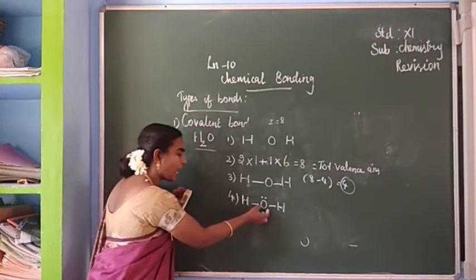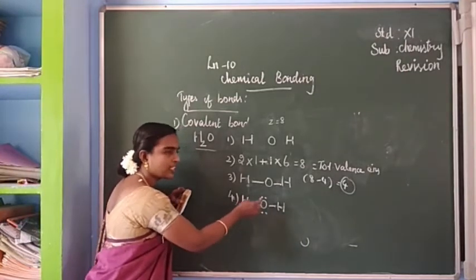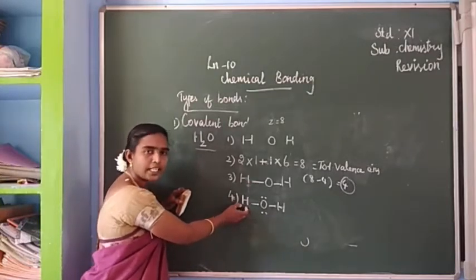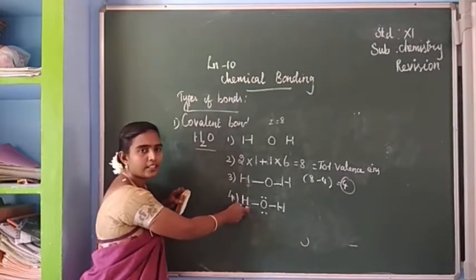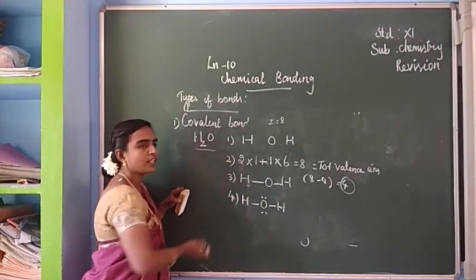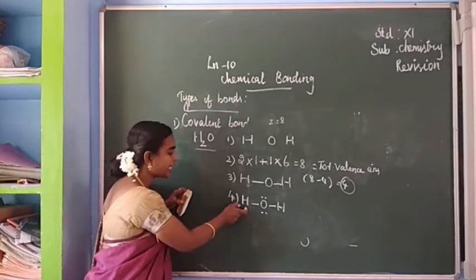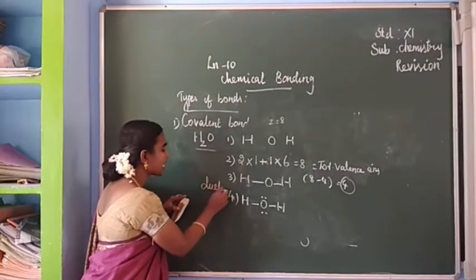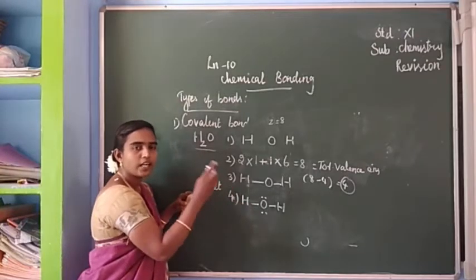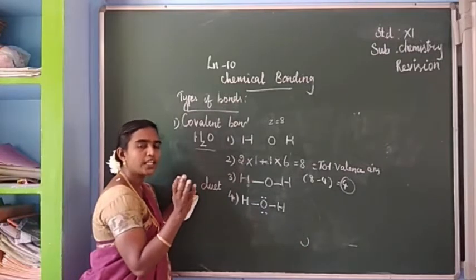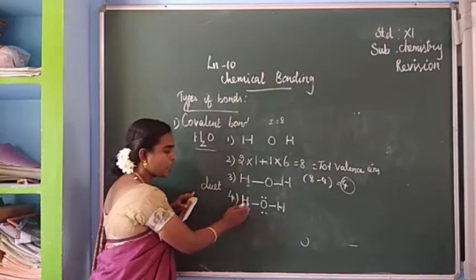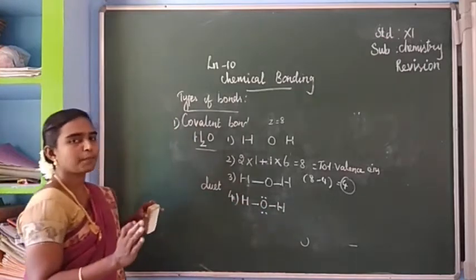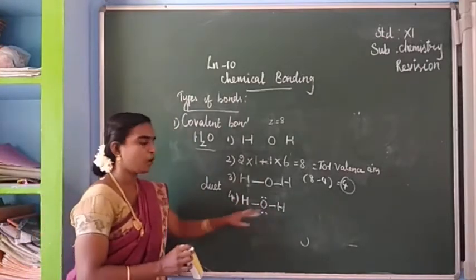So if an atom can fulfill the octet rule, it is fulfilled. Here the hydrogen atom cannot fulfill the octet rule, isn't it? Only hydrogen can form a duet. Duet means this hydrogen atom contains only 2 electrons. The octet rule is not for the hydrogen atom. So that's why this is the final Lewis representation for covalent bond formation.